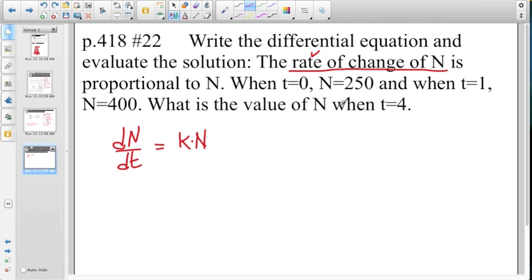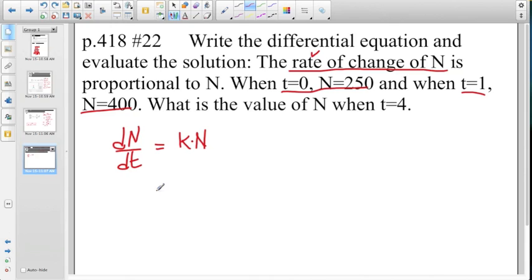And it says, what is the value of n when t equals 4? So what we're doing is we've got a couple of initial conditions here. We've got this initial condition and we've got that initial condition. The reason why we need two initial conditions is because we need to not only find the constant of integration, but we also have to find the proportionality constant k.